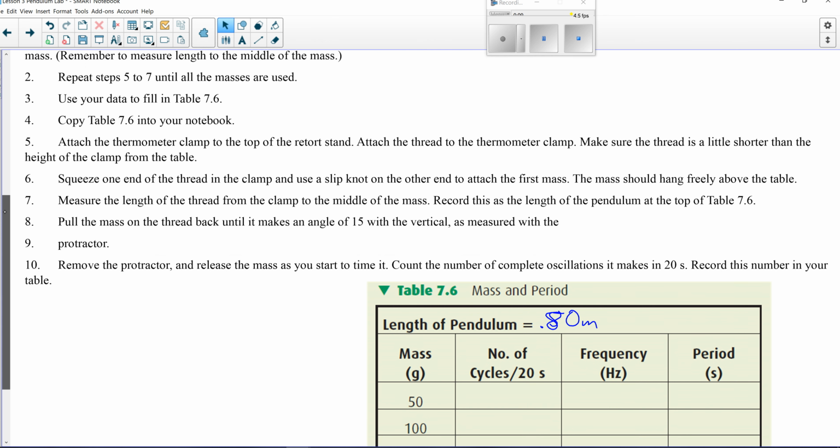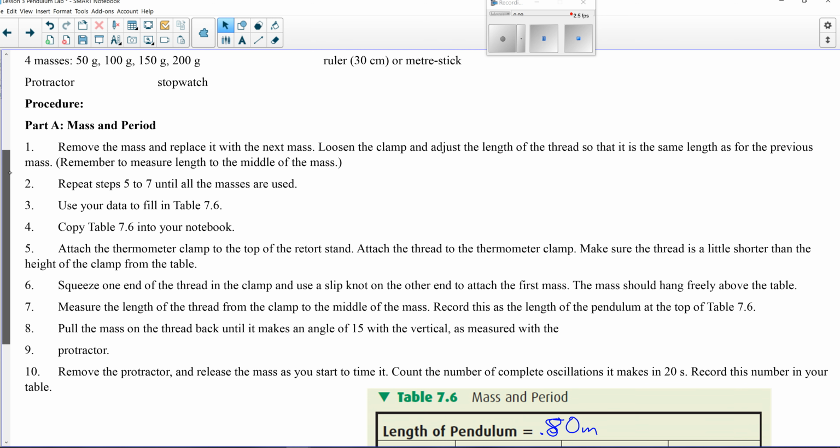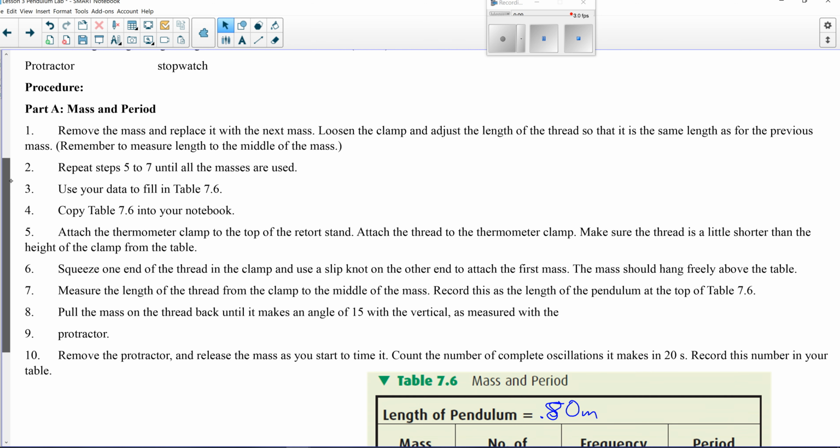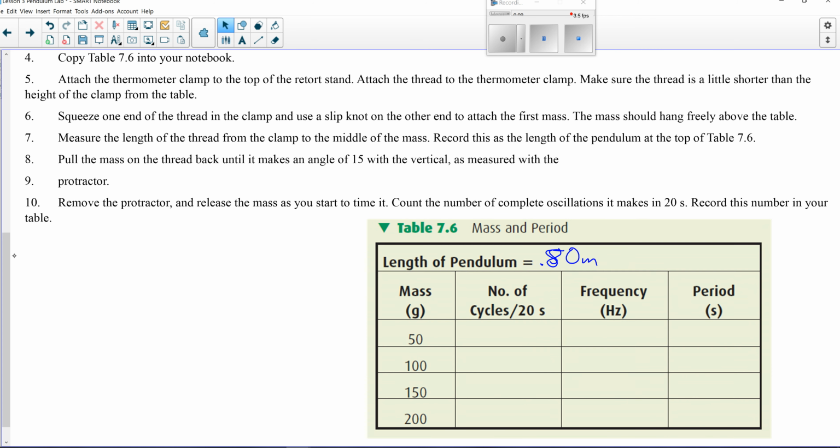All right, and I think it says to just do, yeah. Yeah, so you only have to do 1 trial. Okay, for each mass. Okay, so that one's easy, just tie a different mass on. When you're measuring your length, okay, where do you need to measure to and from?